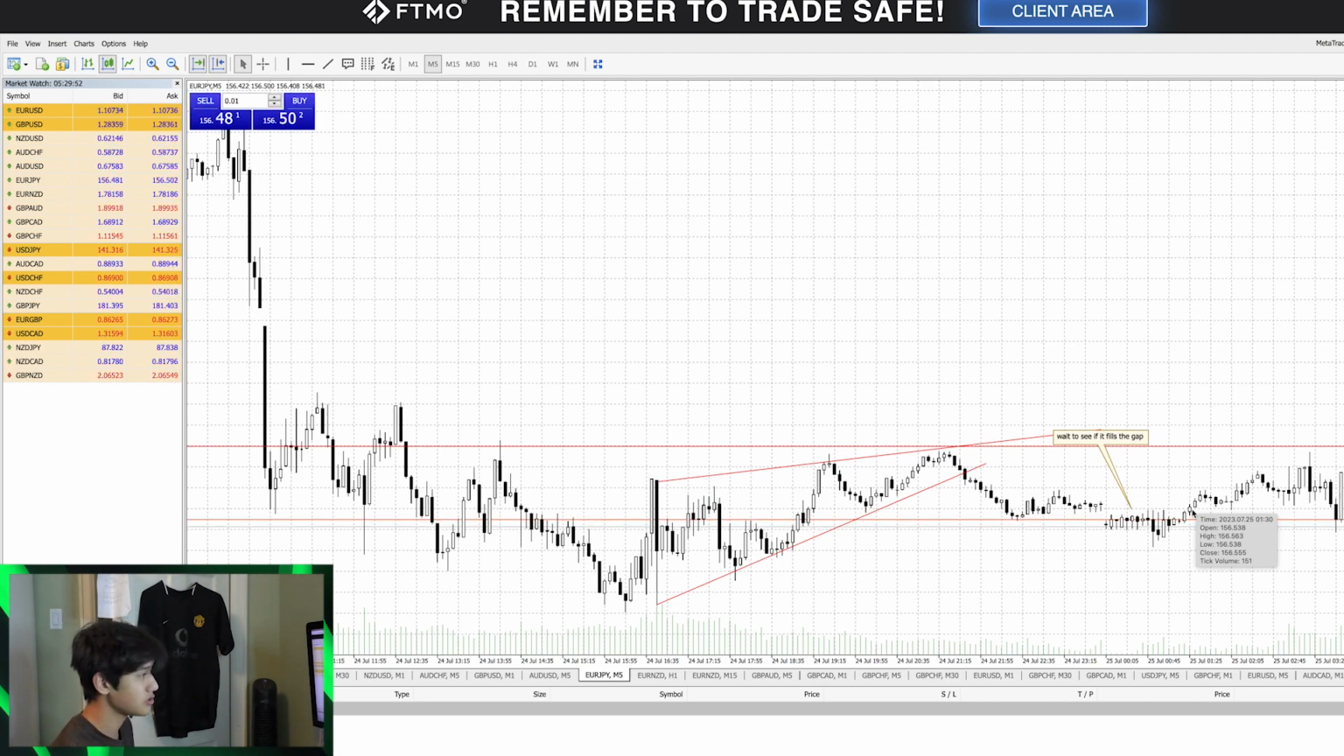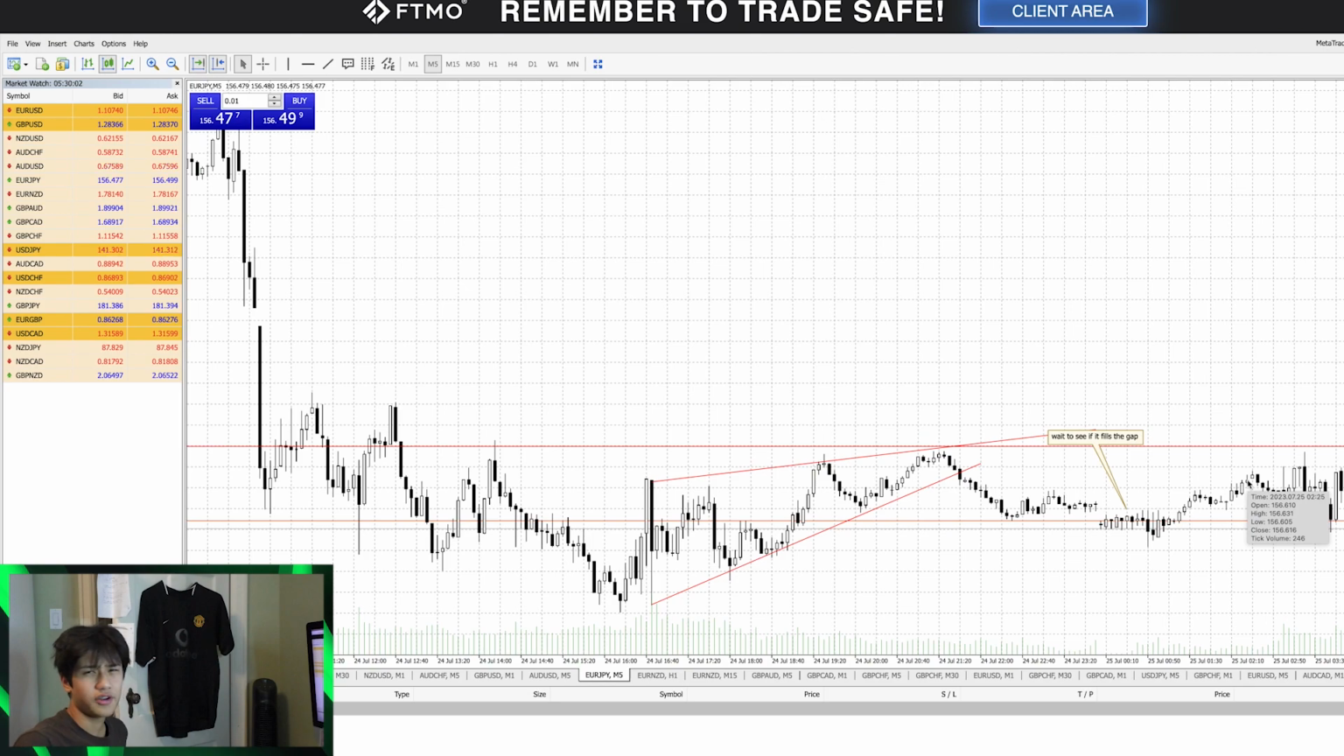So we took the entry here as soon as it filled the gap, and we kept on riding it. Let that form a base. We love that, and we got out, I think, around here. So again, around, I forgot exactly, but 1 to 2K profit.